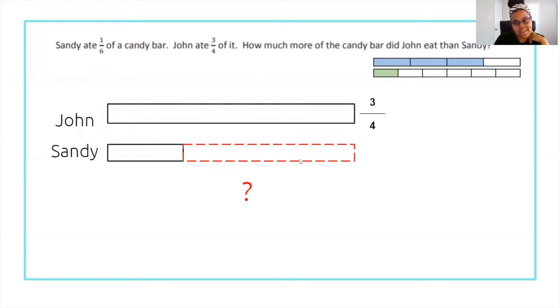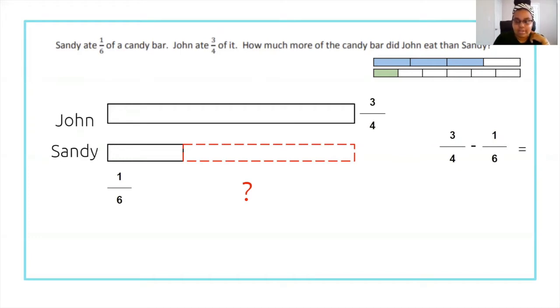If you said subtraction, you're right. I know that this bar is worth 3/4. I know that this bar is worth 1/6. So if I want to figure out what this missing bar is worth, I know that I need to take 1/6 and subtract that from 3/4.